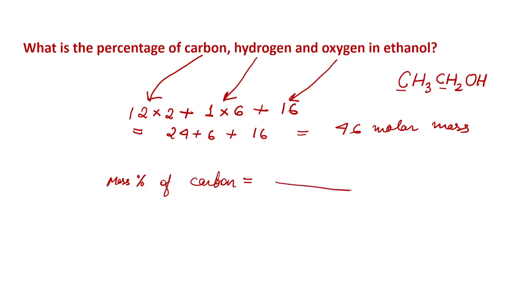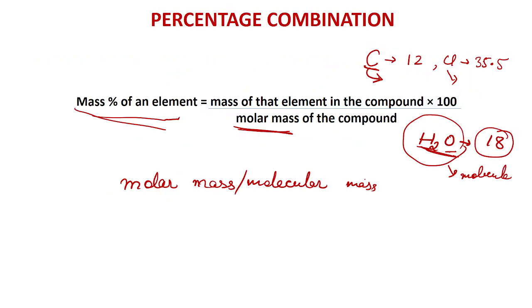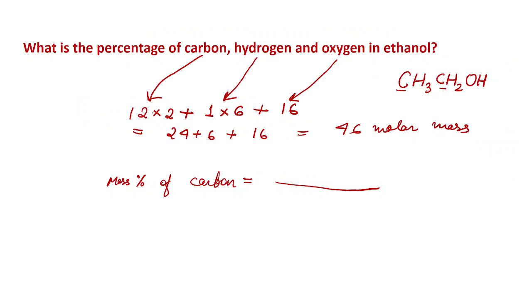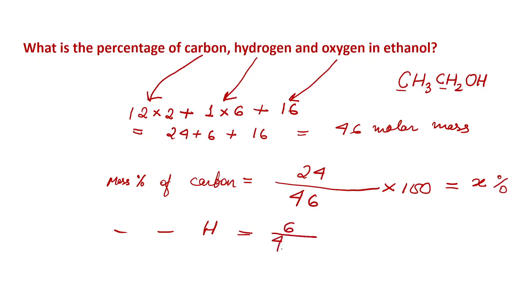will be equal to, what does the formula say? The formula says mass of that element in the compound. So mass of the element carbon is 24 by the molar mass, that is 46, and you have to multiply this one by 100. So once again your duty is you have to find out the percentage, that will be suppose some x percentage. Similarly, the mass percentage of hydrogen you have to calculate, and that will be 6 by 46 multiplied by 100. So you will get some y percent again here. Then again mass percentage of oxygen this time.